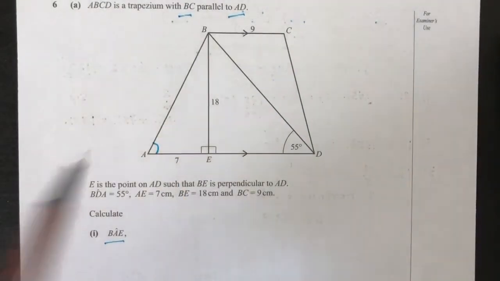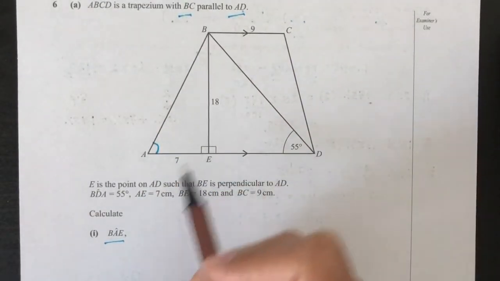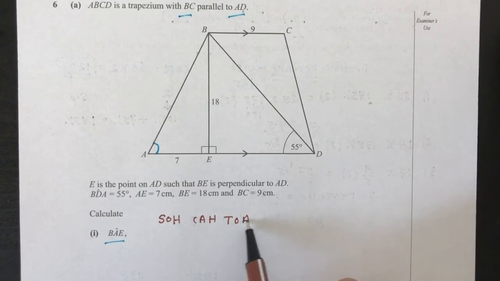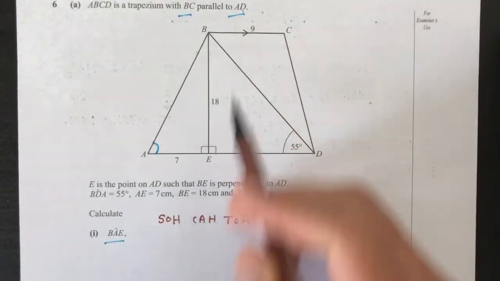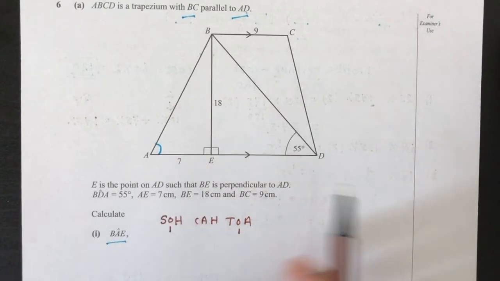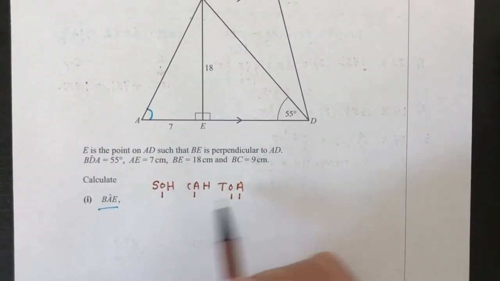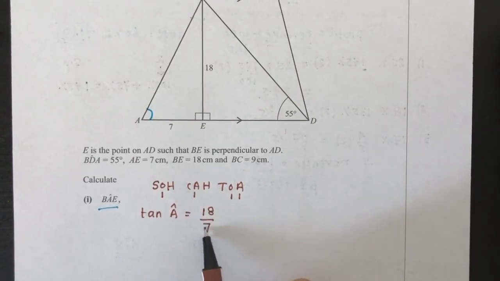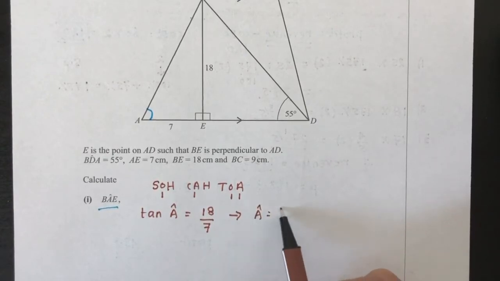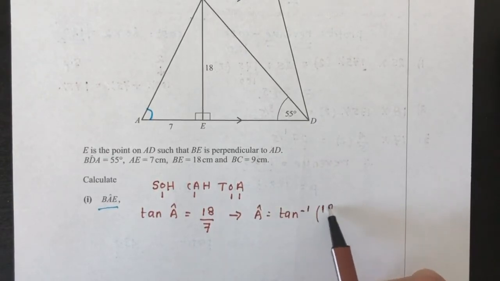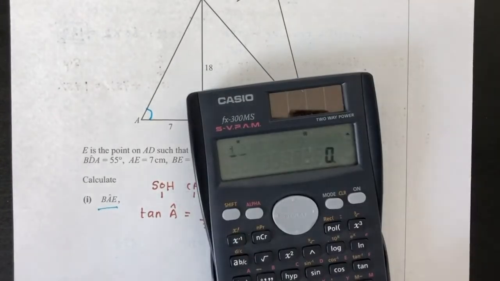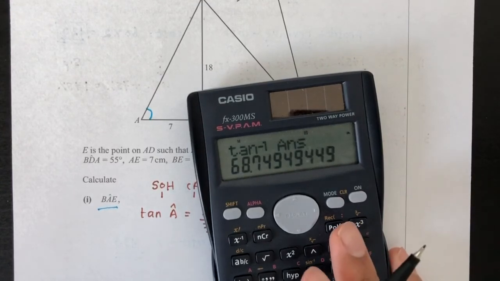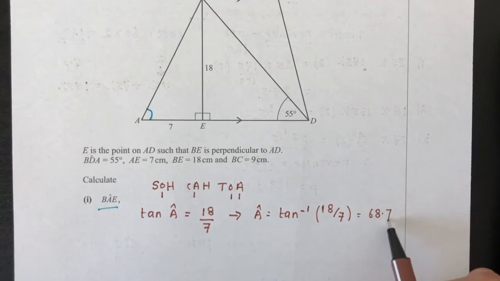So pretty easy, because we have a right angle triangle, we can use SOHCAHTOA. So let's use SOHCAHTOA to find the angle. So here we have this side, this will be your opposite side, so O. Here we have your adjacent side, so A. So we have to use tan. So tan of the angle A is equal to opposite side over adjacent. From this you will have A is equal to tan inverse of 18 over 7. That will be 68.7 degrees.